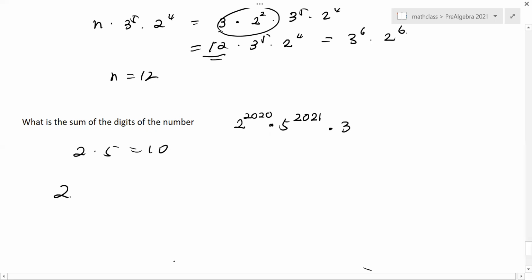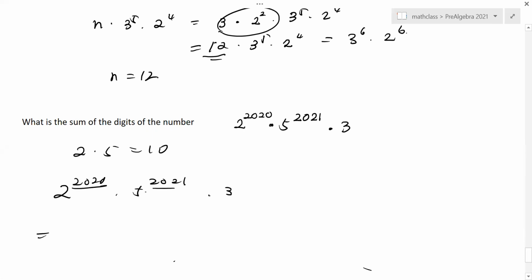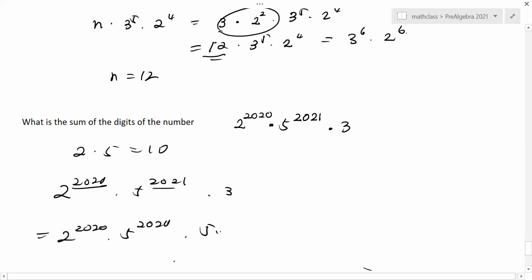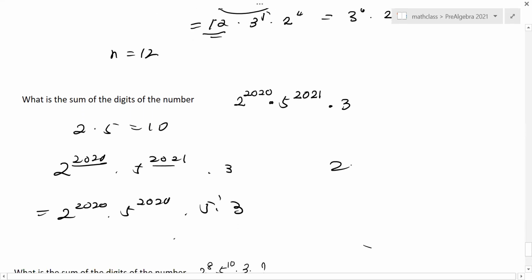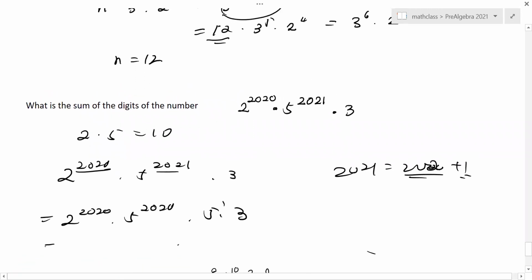Okay, so take a look at 2 to the 2020, 5 to the 2021 times 3. I think you needed to compare those. And the 5 to the 2020 times 5 times 3, right? You separate, because 2021 is going to be 2020 plus 1, right? So the first part is going to be 10 to 2020. Here's a 15. So just 15, 0, 0, 0. You have 2020 zeros here.